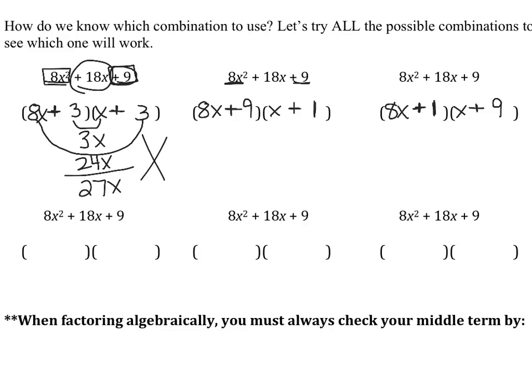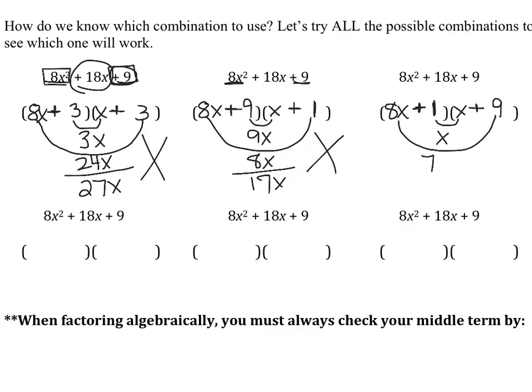So let's try the next one. Let's check our inners, which gives me 9x. Let's check our outers, which gives me 8x. Combine those, that gives me 17x, not 18. So it's not that one, right? So let's try the next one. 1x is just going to give me an x. 8 times 9 gives me 72x. That's not going to work, right? Because that's going to give me 73x. So this one's not going to work. All right? So what I've just done is I've tried all the combinations with 8x and x and with all the ways to get 9.